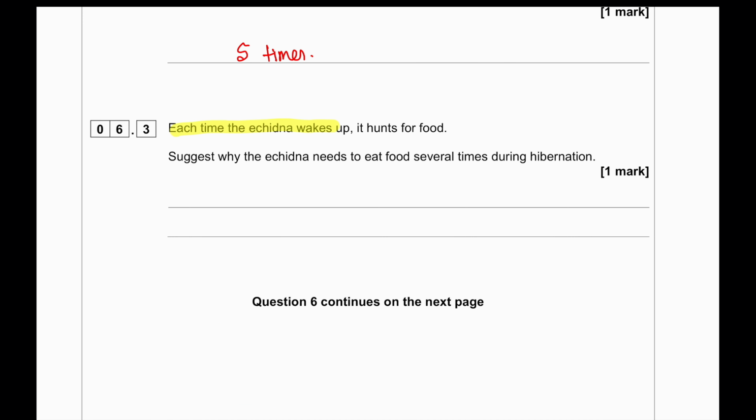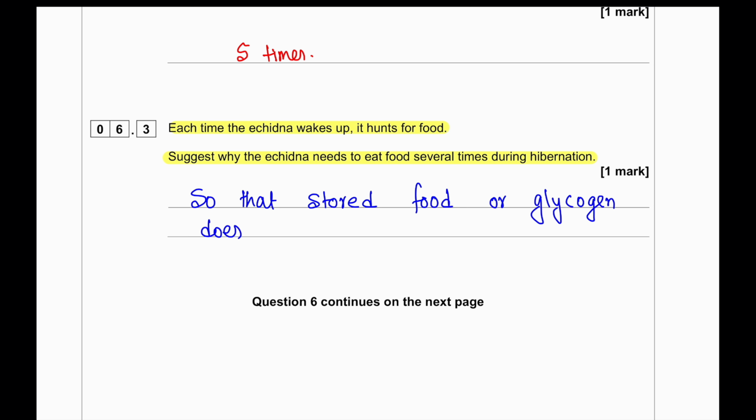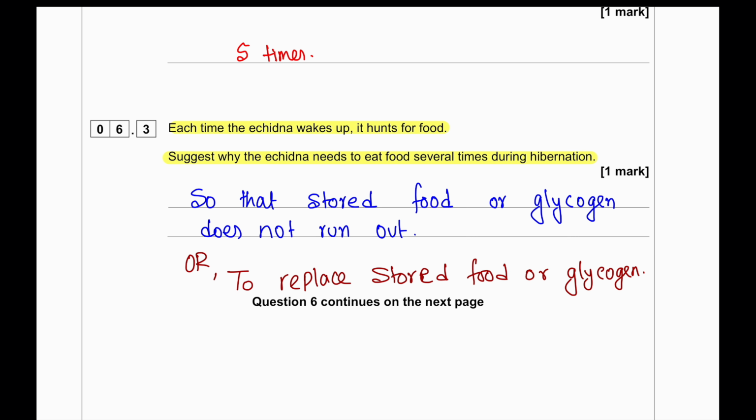Each time the echidna wakes up, it hunts for food. Suggest why echidna needs to eat food several times during hibernation. So echidna requires energy even during hibernation in the form of respiration, right? So that it can have stored food in its body, and it does not run out of the stored food in its body, or we can say so that glycogen does not run out in its body. Since it is only 1 mark, we just have to write 1 point.